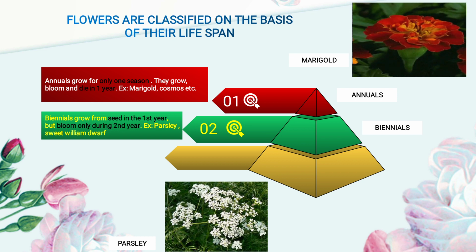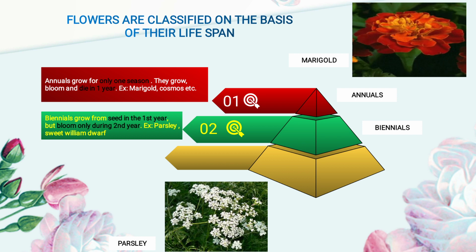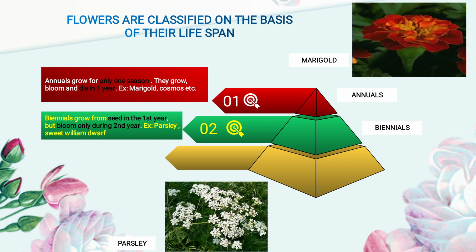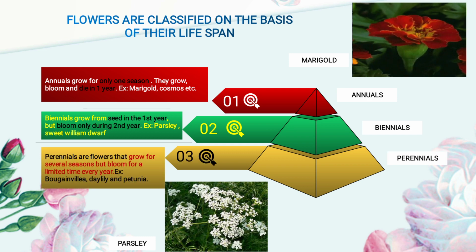Now, for example, you see in the image, a flower is given. So in the first year they will grow from the seed, the plant will grow, and in the second year the flower will come and they will bloom. That is biennial.